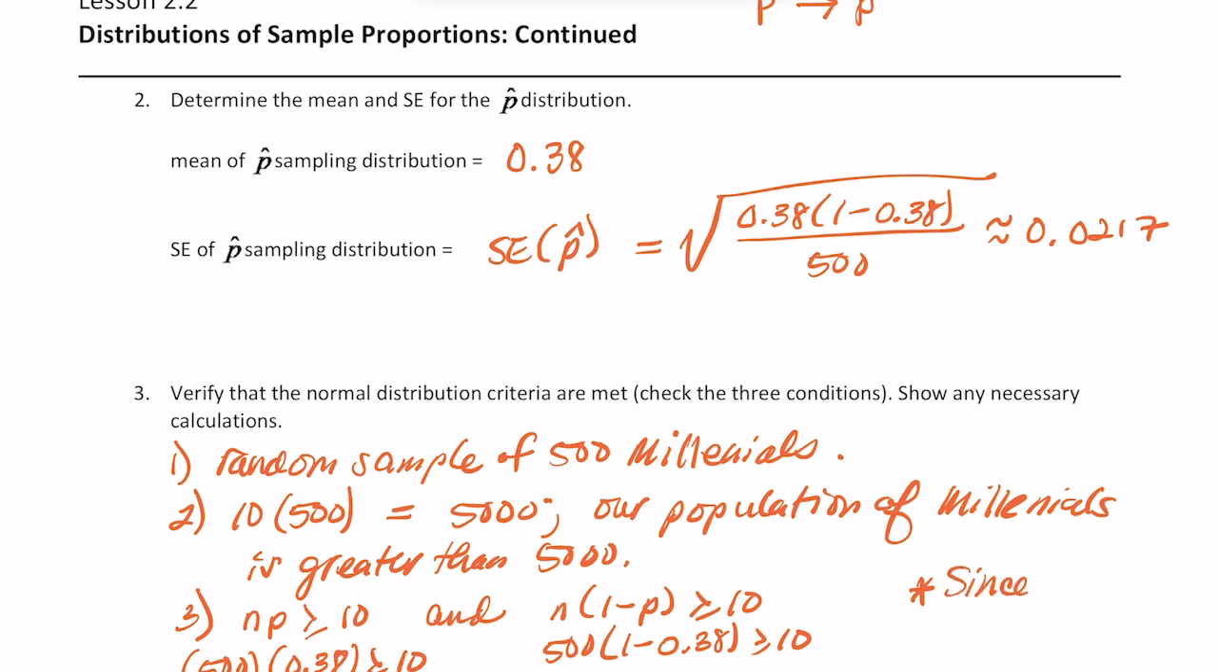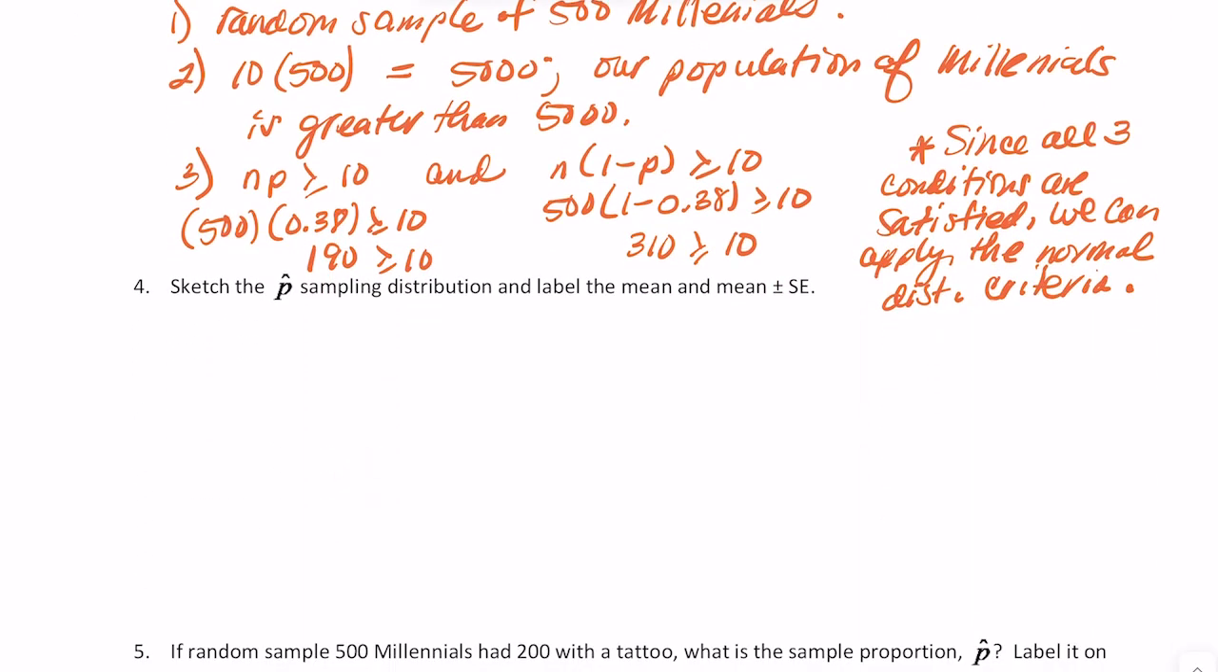So I'm just going to write, since all 3 conditions are satisfied, we can apply the normal distribution criteria. Okay, so in other words, we can assume that if we were to graph this distribution, it would be normally distributed. So let's see what that would look like. Okay, we're going to sketch our normal model.